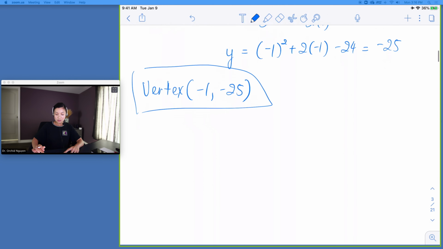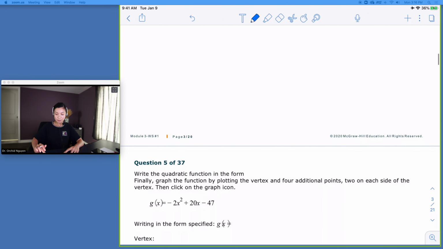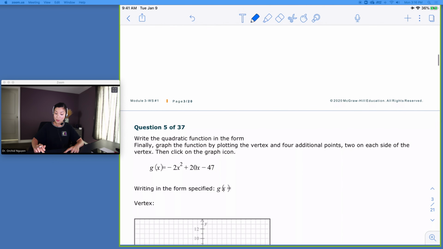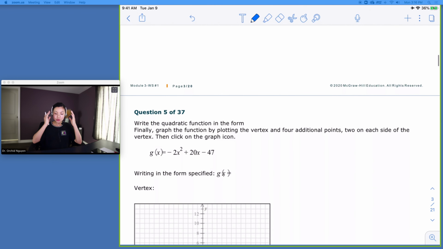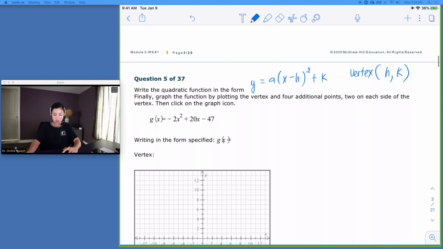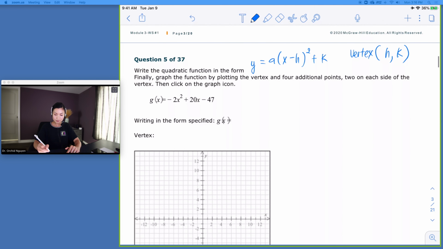Okay, moving on. Number 5. Okay, so number 5, they want you to write the quadratic function in the form, and I just showed you earlier this form right here. This is the general form, because based on this form, we can tell the vertex right away. The vertex is going to be (h, k). Okay, so we're going to do that for this one.